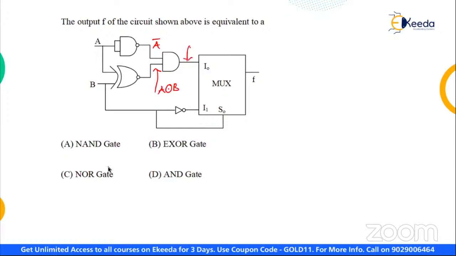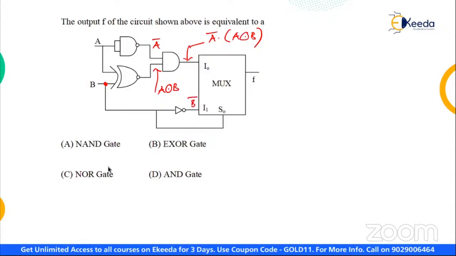So what do I have on I naught? It's simply the product of A complement with A XNOR B. This is what I have on I naught. What is available on I1? Let us see carefully. As you can see, the simple B connection is given and this is a NOT gate.